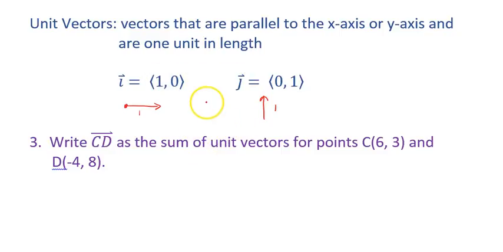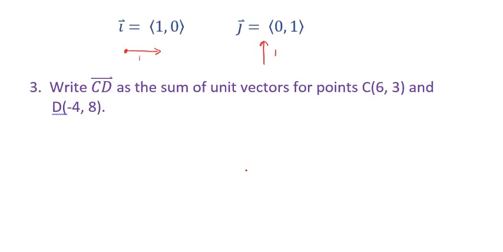So our example here of using these unit vectors is they would say, write this vector CD as the sum of unit vectors, and they gave you points. And you can tell they're points because of the parentheses that are rounded, and the letter in front of them. And so this vector goes from C to D. We have to find the vector first. So vector CD will be the -4 minus the 6, because we ended with the D, that's the one you start with in the subtraction, and then 8 minus 3.